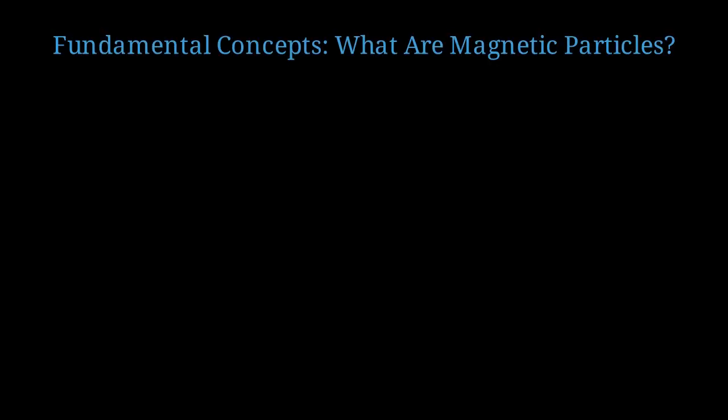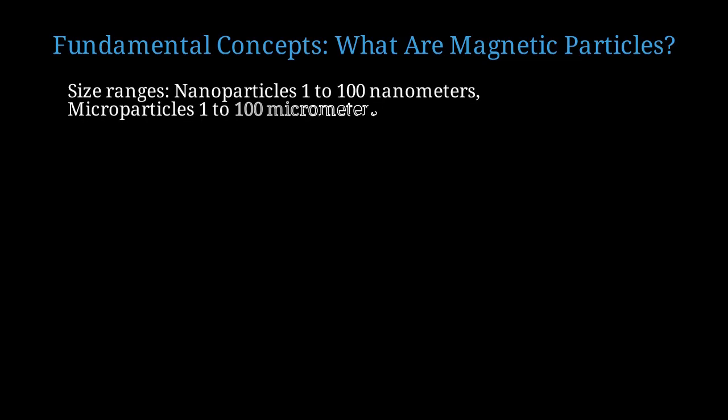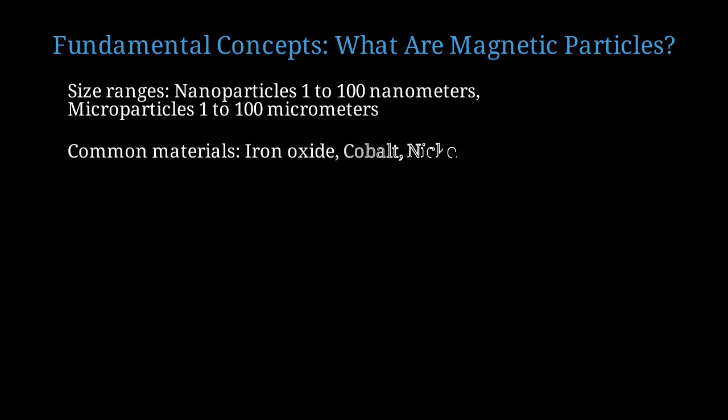Magnetic nano and microparticles are materials with dimensions ranging from nanometers to micrometers that exhibit magnetic properties. Nanoparticles typically range from 1 to 100 nanometers, while microparticles span 1 to 100 micrometers. This size difference is crucial for different applications. Common magnetic materials include iron oxide, such as magnetite, cobalt, nickel, and various alloys. Each material offers different magnetic properties and biocompatibility.